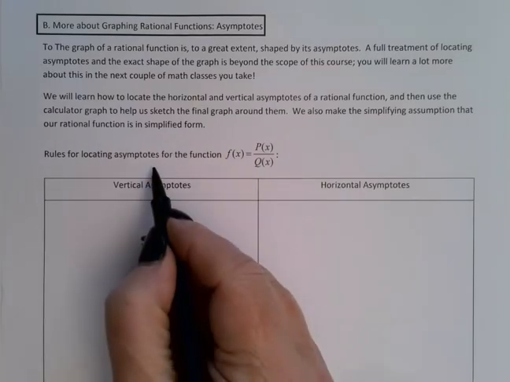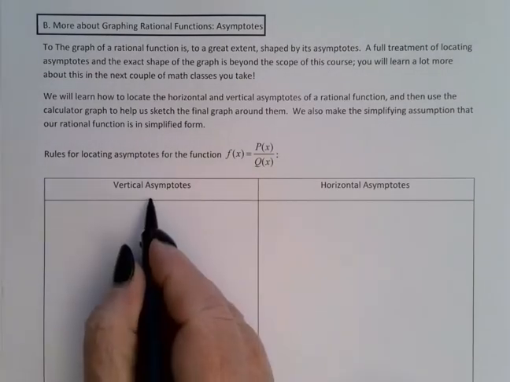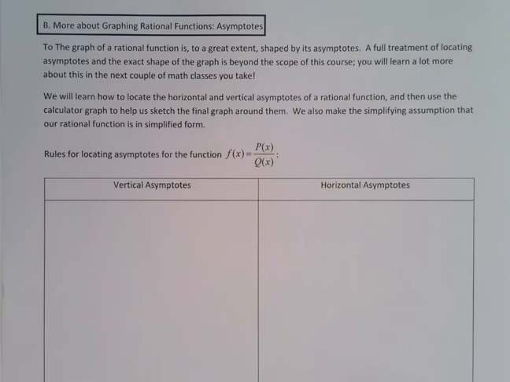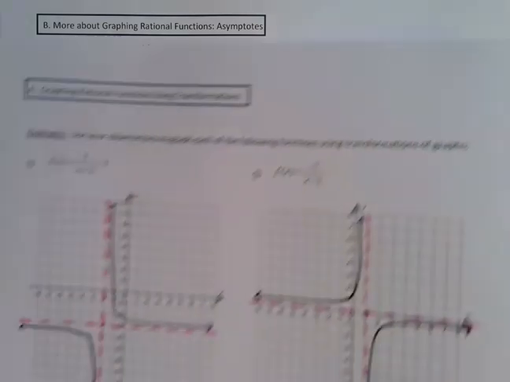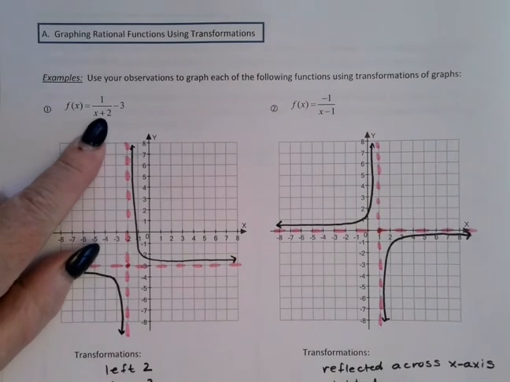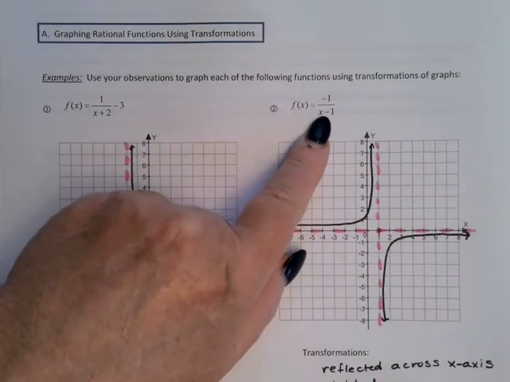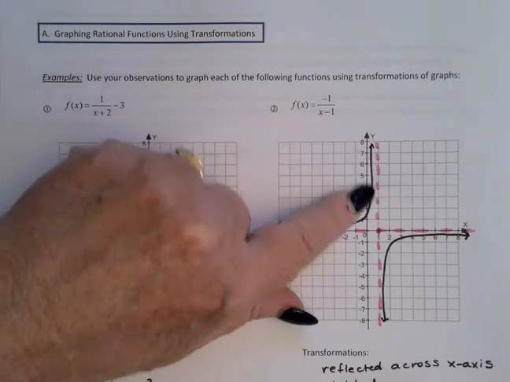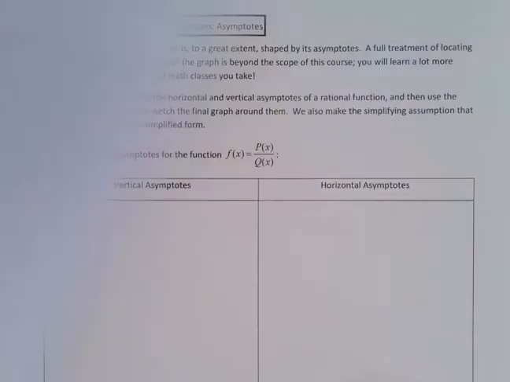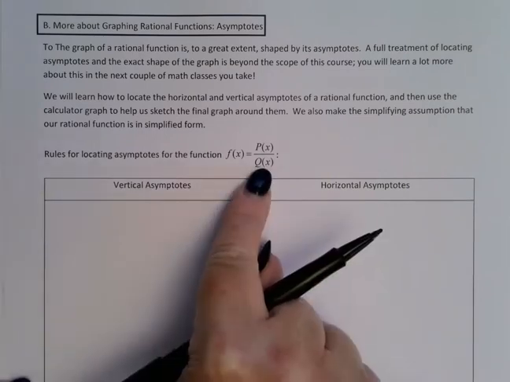So, if I've got a general rational function, p of x over q of x, let's start by talking about vertical asymptotes. What we saw here, not surprisingly, was any place that makes the denominator 0, like x equals -2, was a vertical asymptote. Or here, when x equals 1, that's also a vertical asymptote. So in terms of finding the locations of the vertical asymptotes, they're just the locations that make the denominator equal to 0.